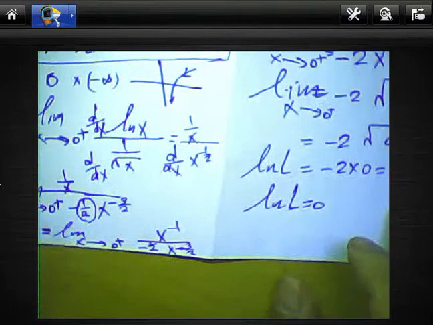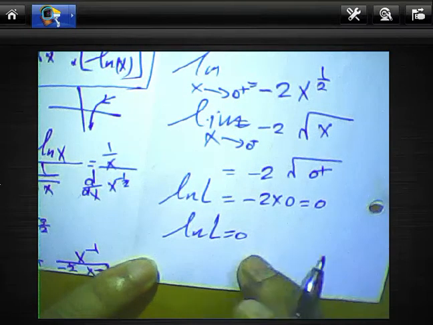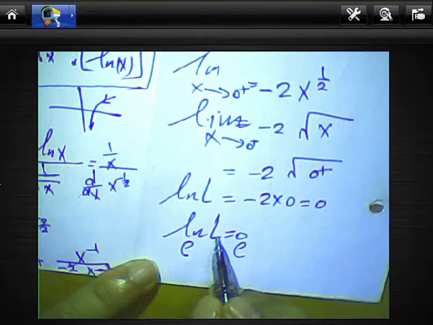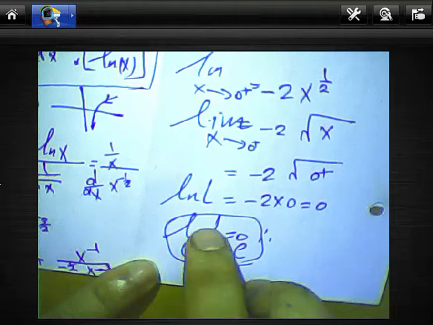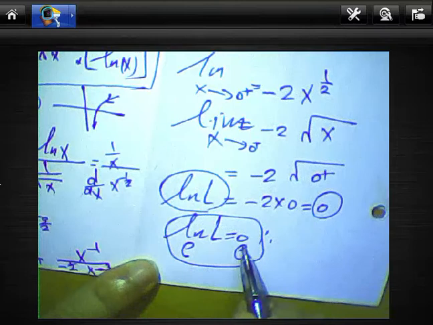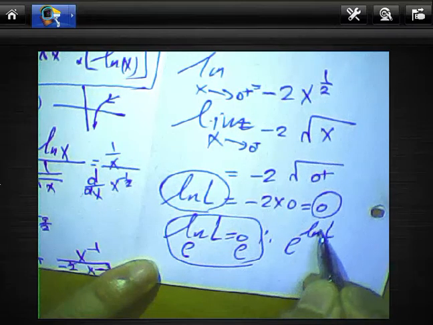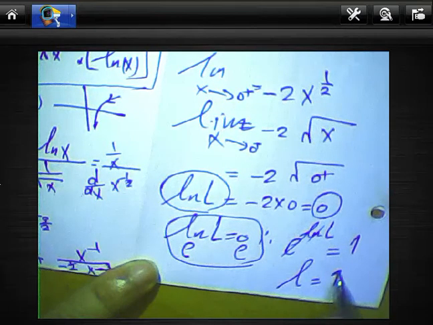Who can solve it? ln of L equals 0. Can you solve it with me? We can write e here and e here. e to the power ln L, the result will be what? The result will be L. You must use these properties. Again, we have ln L equals 0. So e to the power ln L equals e to the power 0 equals 1. We can cancel e with ln, so the result will be 1. e to the power 0 equals 1. So L will be 1.